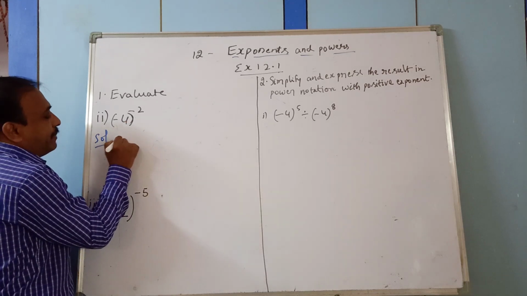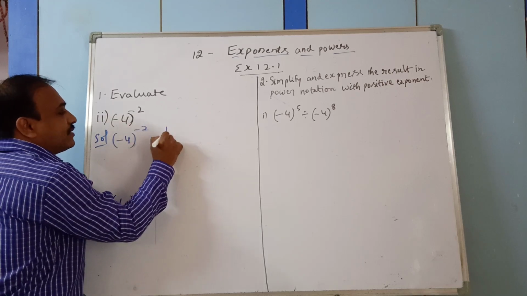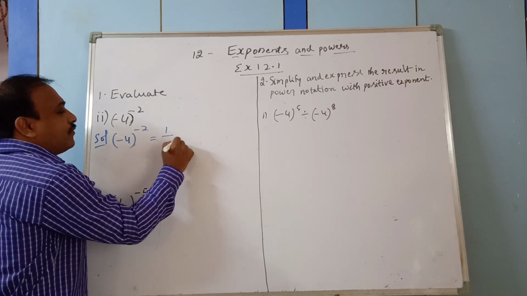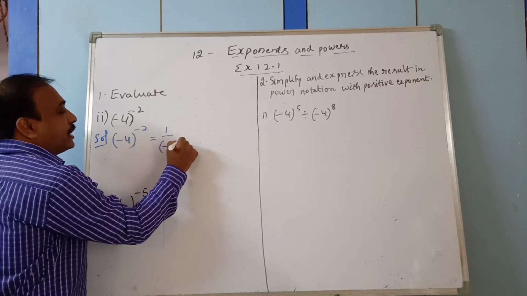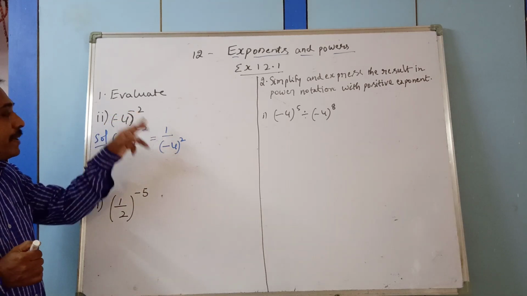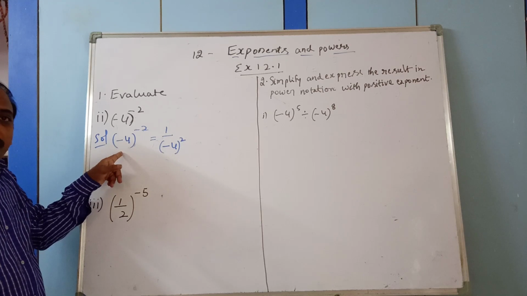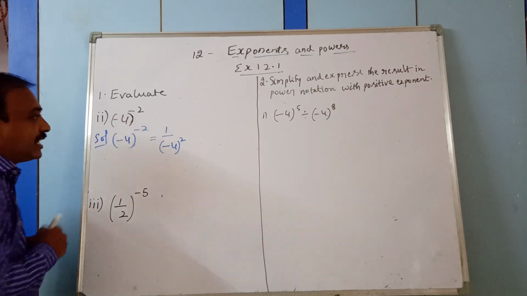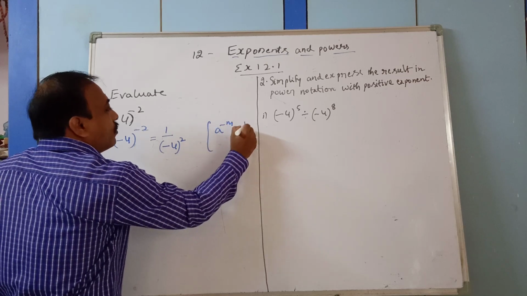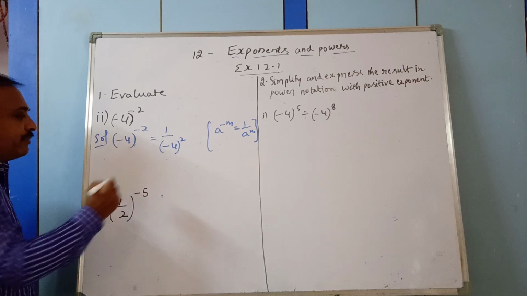So minus 4 whole to the power minus 2 can be written as 1 by minus 4 whole to the power 2. We are not changing the sign inside the bracket, only for the power. Remember, the minus 4 is always there. What is the law we are using here? a to the power minus m is equal to 1 by a to the power m.